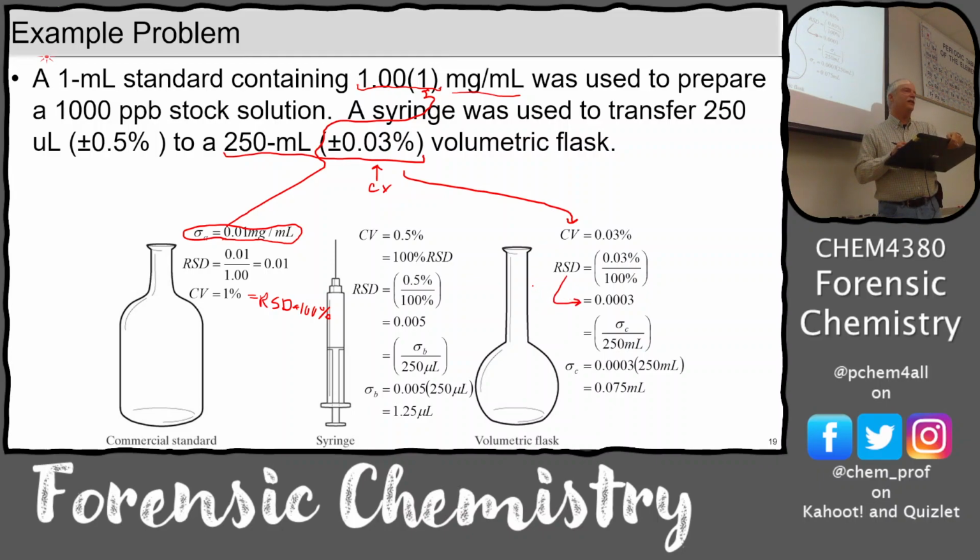So this is just a mess, but this is what you see in the literature all the time. You see people report uncertainty in percent. You have to assume that's a coefficient of variation. So then you got to get to the RSD, which then means you got to get to the actual uncertainty number. And so we know that 0.0003 is equal to the uncertainty divided by 250 mils. Rearranging this, 0.0003 times 250 mils gives us our uncertainty.